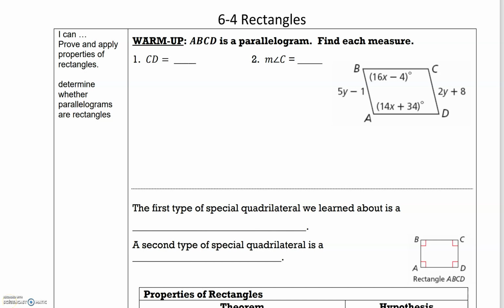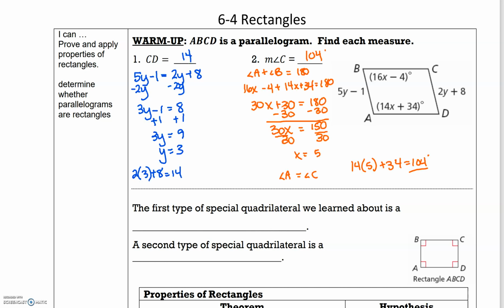In this lesson, 6-4 rectangles, we are going to prove and apply properties of rectangles, and determine whether or not a quadrilateral is a rectangle. So we have two warm-up problems over parallelograms, so go ahead and try 1 and 2. If it is a parallelogram, which it is, we know here in the directions, then we are going to apply some of those properties. So we know that opposite sides are congruent, and we know that consecutive angles are supplementary. So we're going to add up those A and B and set it equal to 180 and solve. So push pause and try it, and then play and check when you're ready.